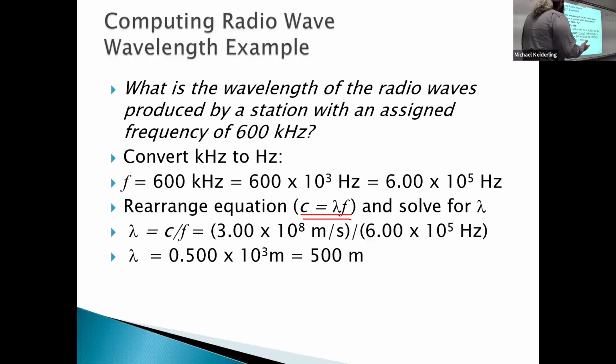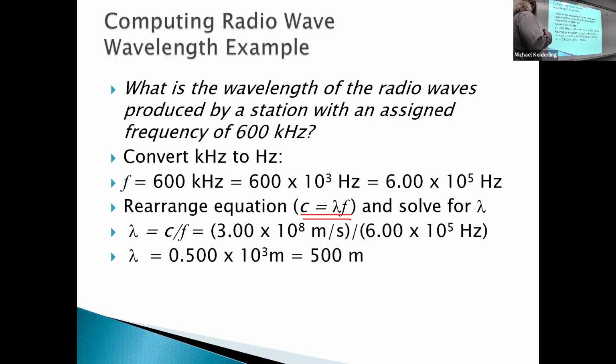So here, let's calculate the wavelength of radio waves, because radio waves are electromagnetic waves. They're just light, same as everything else, produced by a station with an assigned frequency of 600 kilohertz. So our first step is to convert kilohertz to hertz. 600 kilohertz is 600,000 hertz, or 600 times 10 to the third hertz. So that's 6 times 10 to the 5 hertz.